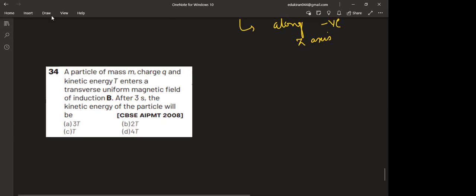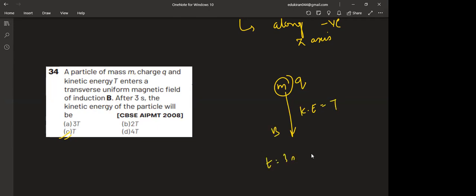See, the answer for this is C option only. Reason is that a particle of mass m, this is having charge Q, is entering with kinetic energy T. Magnetic field is B. So after 3 seconds, what will happen? See, kinetic energy remains same. Whenever magnetic field is there, magnetic field can never increase the energy of a particle. So kinetic energy remains same. Whatever it was initially, it will be in the final.